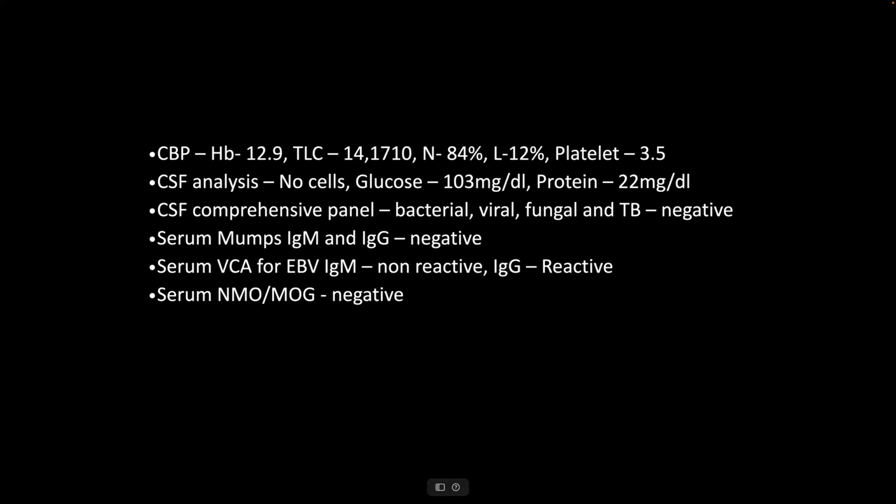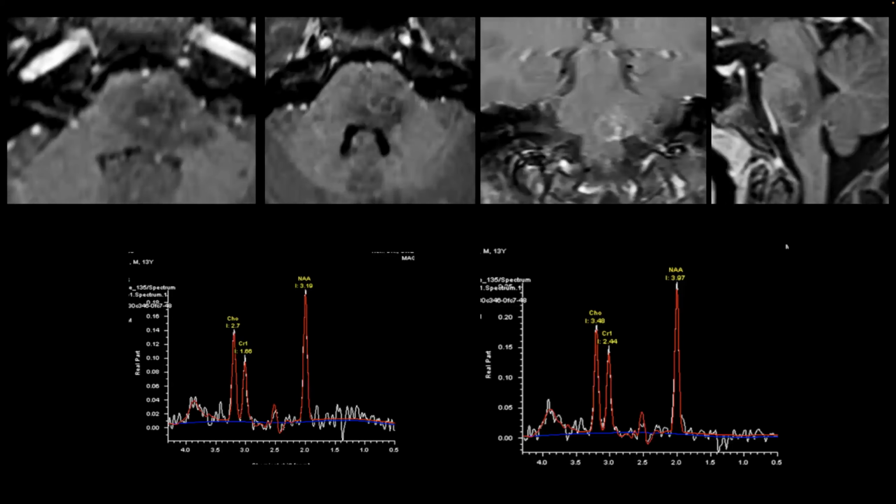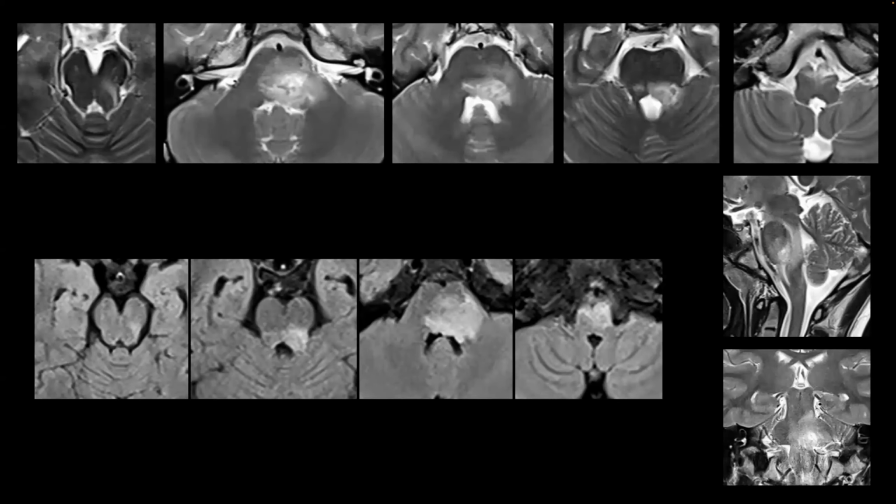Now the question is, we don't have a clear answer for the etiology. The child had some partial response, maybe 50 to 70% response after the 3 doses of steroids. After that, because we did not have any clear answer, we were awaiting MOG. On follow-up, he had response for 3 days, and then he had recurrence of symptoms.